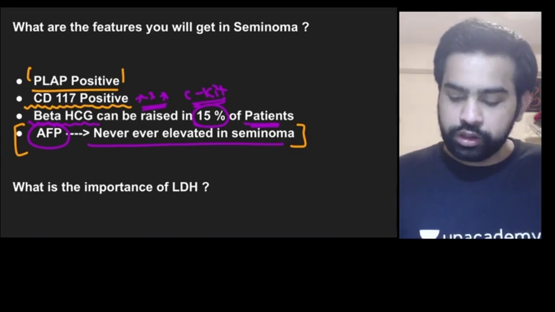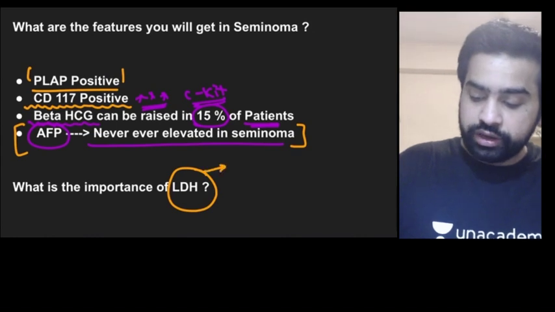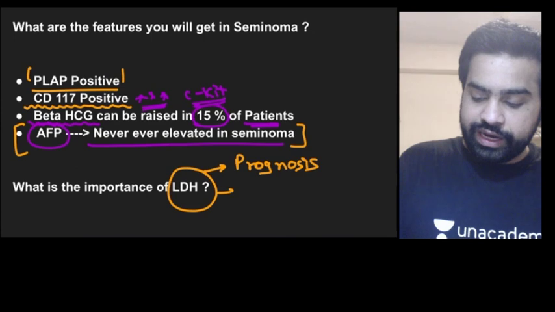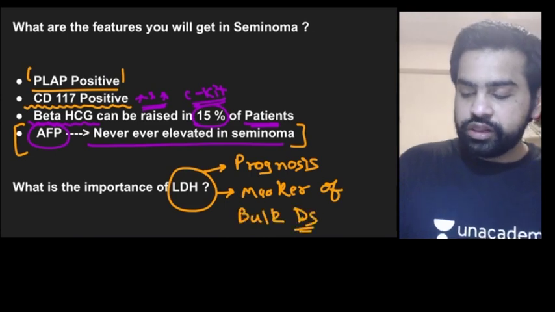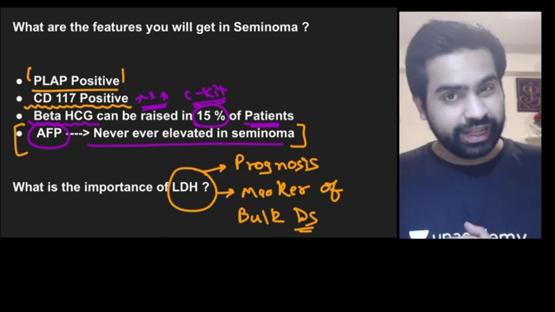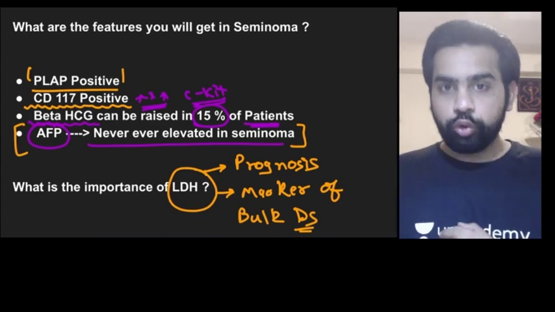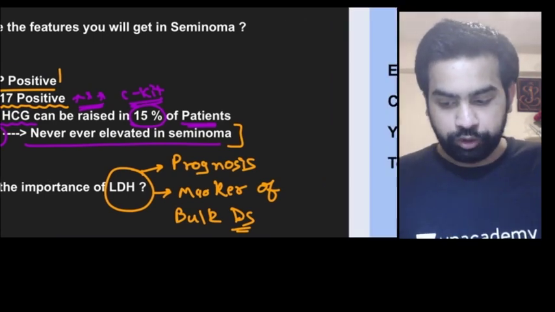Now what is the importance of LDH? Please understand, LDH is something which helps in determining the prognosis. If the LDH is elevated, it is a marker of bulk disease. What do you understand by a marker of bulk disease? Bulk disease means that it is having a lot of lymph node enlargements or something like that. So it is indicative of the prognosis. The higher the LDH, the poorer is the prognosis. I hope you get this particular point.